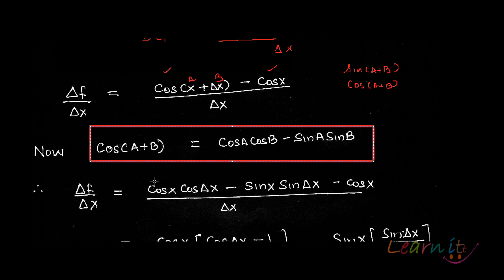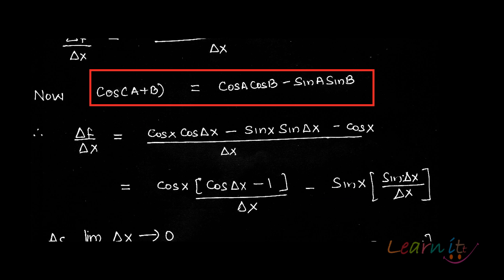So cos a cos b minus sin a sin b. So I just substitute it out here: (cos x cos Δx - sin x sin Δx - cos x) / Δx. Again, now what do I see out here? I see cos x comes in two terms out here, cos x cos Δx and cos x. So cos x can be taken common, and what will remain in the bracket is (cos Δx - 1) / Δx, or the change in x.